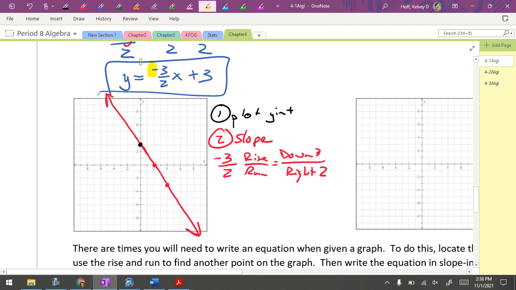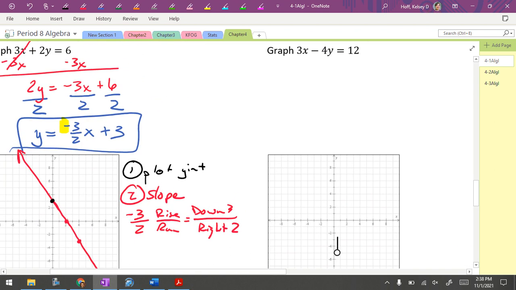Try the one on the right on your own. Graph 3x minus 4y equals 12. Find your slope and your y-intercept first. It will make it easier for you.